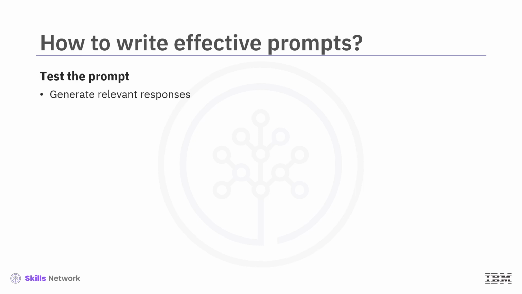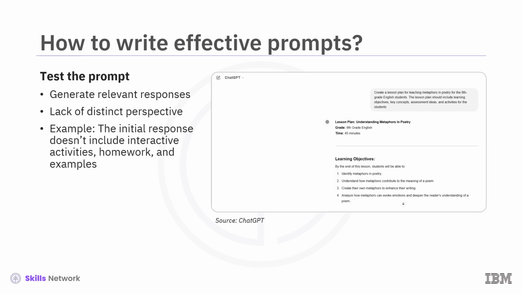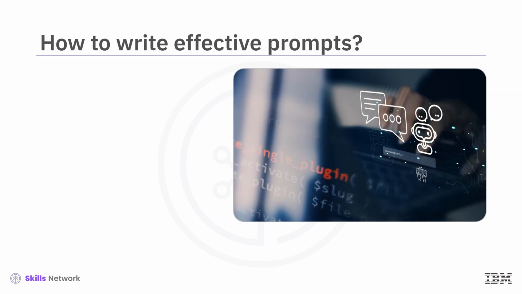The response generated from ChatGPT could be relevant to your prompt, but may lack a distinct perspective from your goal. For example, the initial response doesn't include interactive activities, homework, and examples. Therefore, to fill the gaps in the response, you should refine the prompt with specific or extra content.